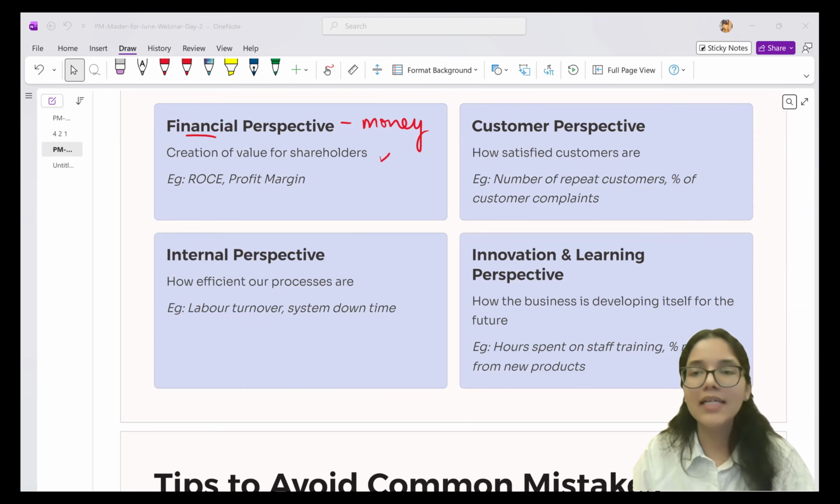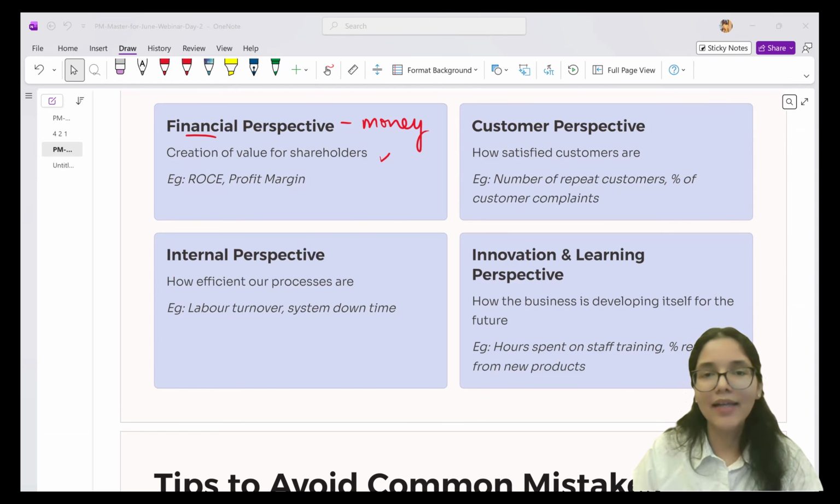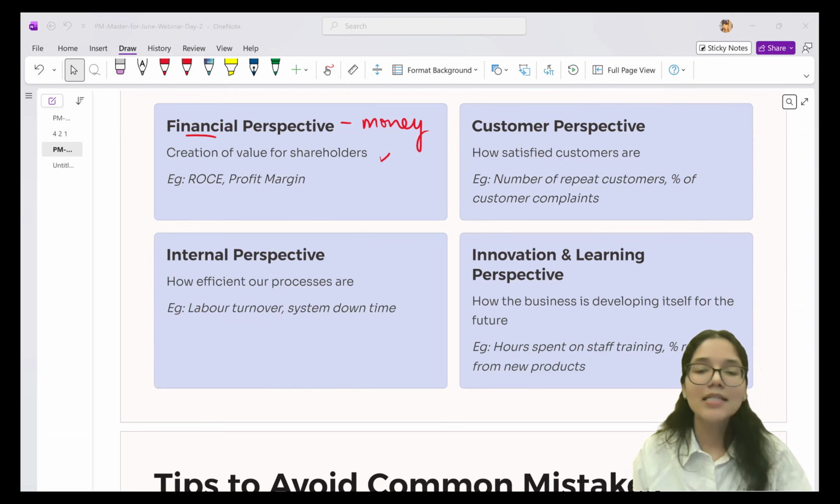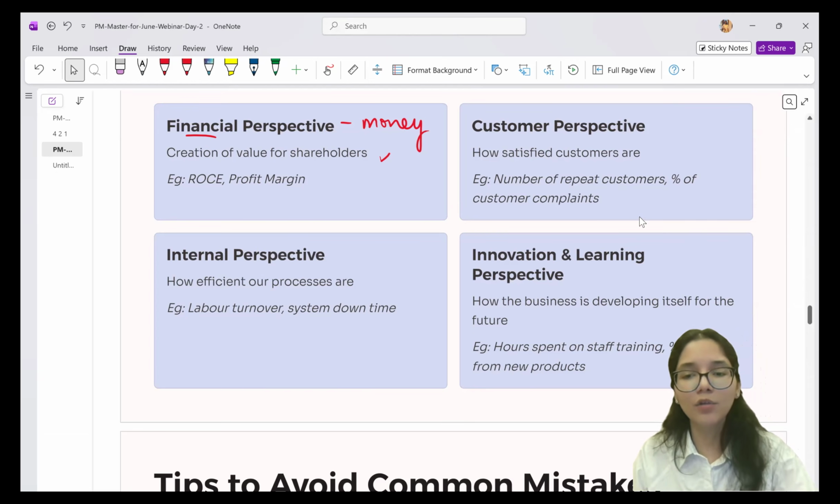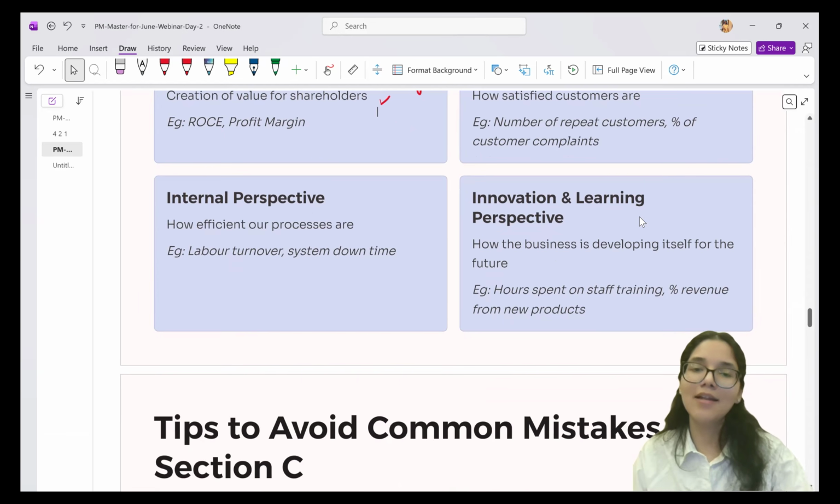Then last but not the least, we also have the innovation and learning perspective. Like again, the name itself is telling you, innovation is all about doing something new, coming up with new ideas, something which the business was not yet doing. So developing itself for the future.